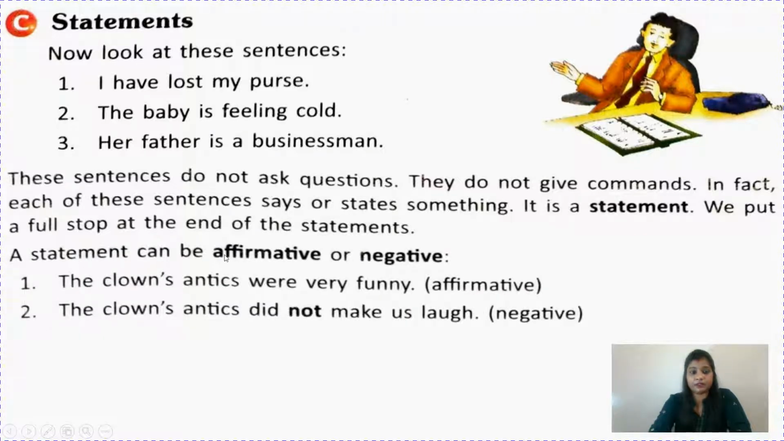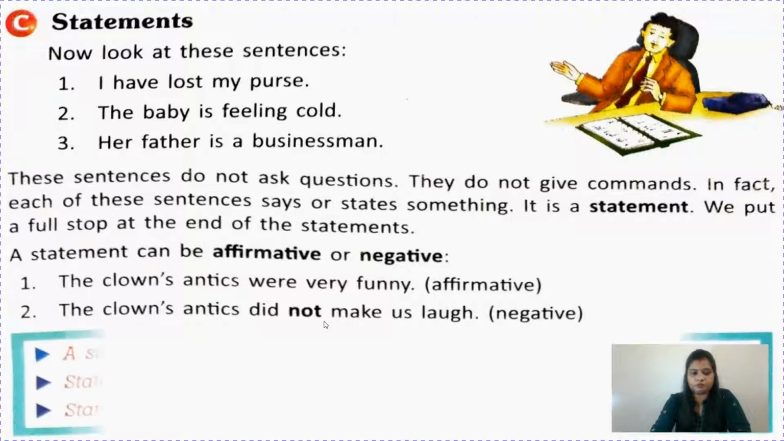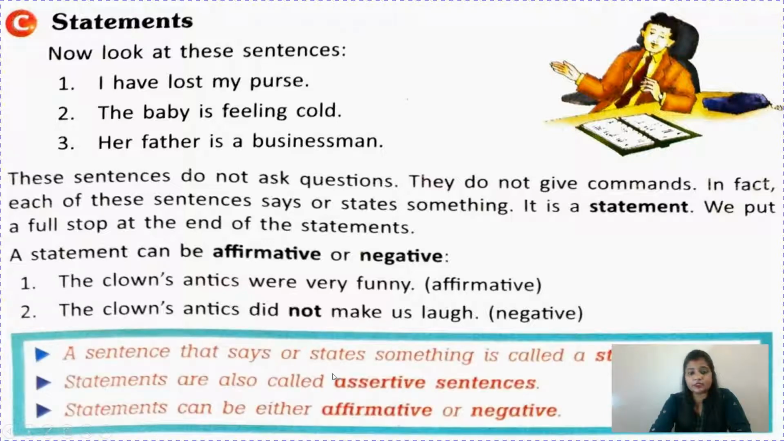And a statement can be affirmative or negative. Affirmative means a positive sentence. The clown's antics were funny. It is affirmative. It is a positive sentence. The clown's antics did not make us laugh. It is a negative sentence because we have used not here. We will learn about negative sentences also in the next chapter, so let's not discuss too much here. A sentence that says or states something is called a statement.